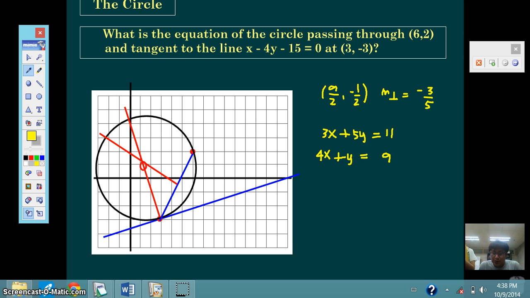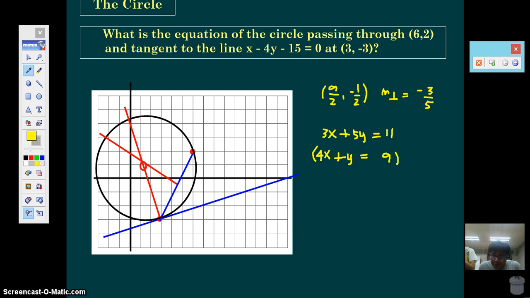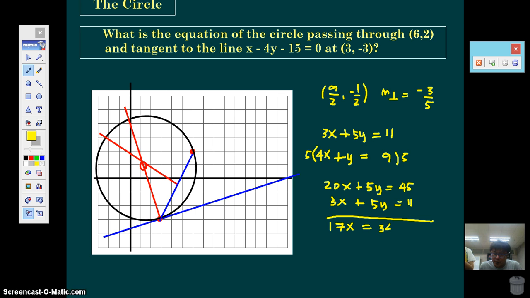So solving the system, multiplying this by 5, you get 20x plus 5y equals 45. Then copying the other bisector, which is 3x plus 5y equals 11, and subtracting, we get 17x. 5y minus 5y will cancel out. 45 minus 11 is 34. Therefore, x is equal to 2.